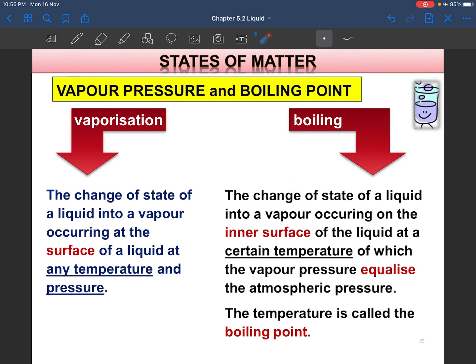Okay, so maksudnya vapor pressure yang dalam kettle kamu tu apabila sama macam atmospheric pressure, so liquid kamu tu akan boil. Boiling process tu bukan berlaku dekat surface saja tapi berlaku dekat inner surface juga, dekat bahagian dalam. That's mean molekul yang dekat dalam air yang dalam tu pun boleh tukar jadi gas. Okay, so inilah yang kita panggil boiling.